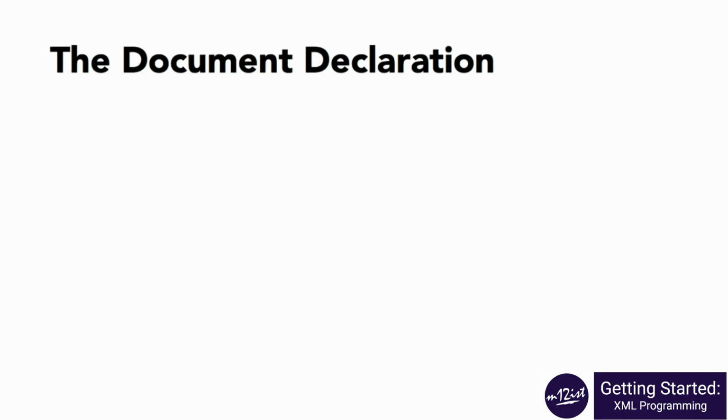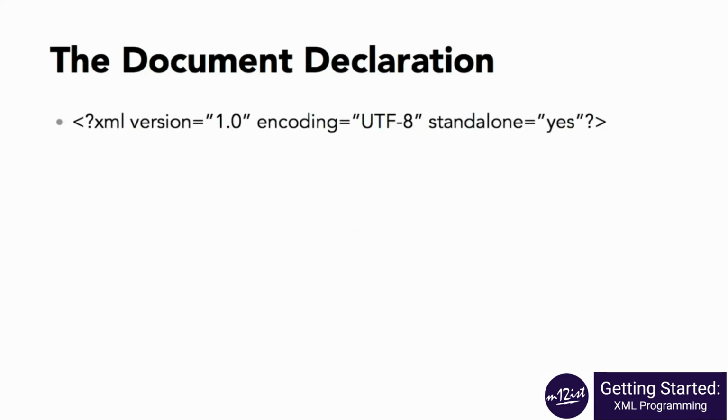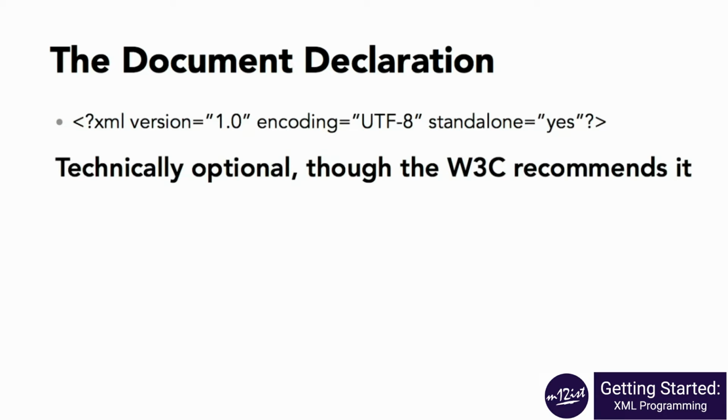The document declaration looks like this. It's an opening bracket with a question mark, followed by the letters XML, and then a version, an encoding, and then an optional standalone declaration. Now, the document declaration is technically optional, though the W3C recommends it if you're going to be using XML data. But you can make XML documents that don't include this. I don't recommend it though. It's always a good idea to have the document declaration.